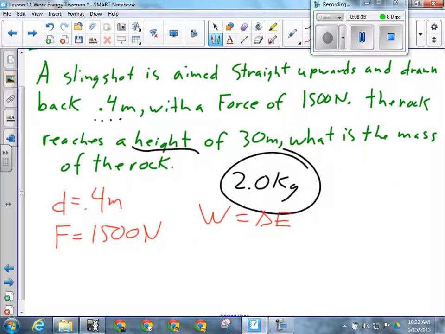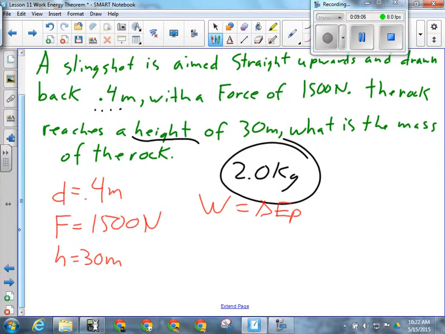Since it's asking me about height, what kind of energy is being changed? Potential energy. So it tells us it reaches a maximum height of 30 meters. So where should we assume the initial height most likely was? 0. It doesn't say that, but you're usually standing on the ground when you fire a slingshot. So we're going to assume that's where you were, on the ground. So I've got distance, force, and height, and I'm looking for mass.